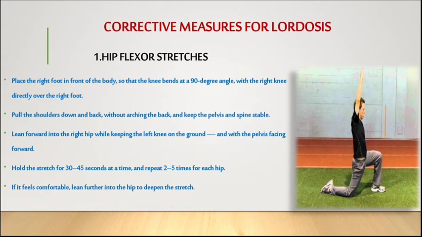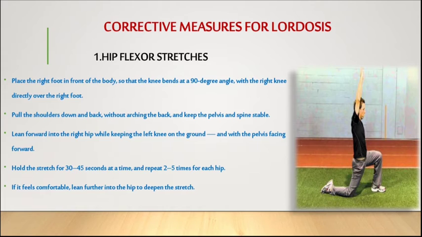So the first exercise for lordosis is the hip flexor stretch. You can see in this picture how to do this exercise. This is an easy exercise to do if someone has a problem of lordosis. First step, place the right foot in front of the body, so that the knee bends at a 90-degree angle with the right knee directly over the right foot.